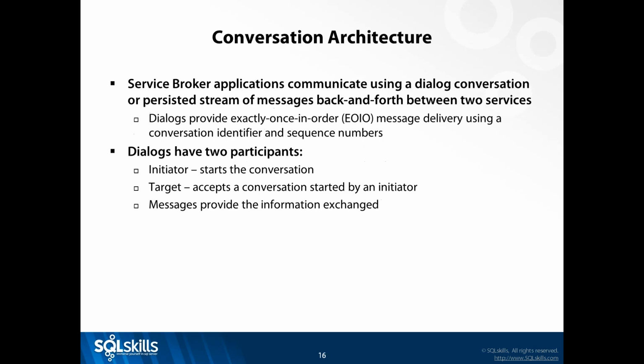Now, in Service Broker, sending and receiving messages is what's known as a dialogue conversation. So it's basically a persisted stream of messages that go back and forth between two services. And dialogues provide what's known as exactly once in order message delivery, using a conversation identifier, which is a unique identifier for the conversation handle, and sequence numbers. And there's going to be two participants. We've already kind of touched on this: an initiator, which is going to start the conversation, and then a target, which accepts a conversation started by an initiator and receives messages that will be processed.